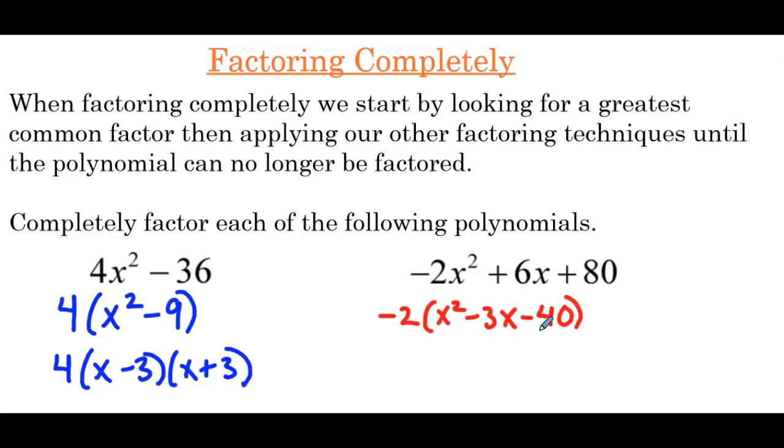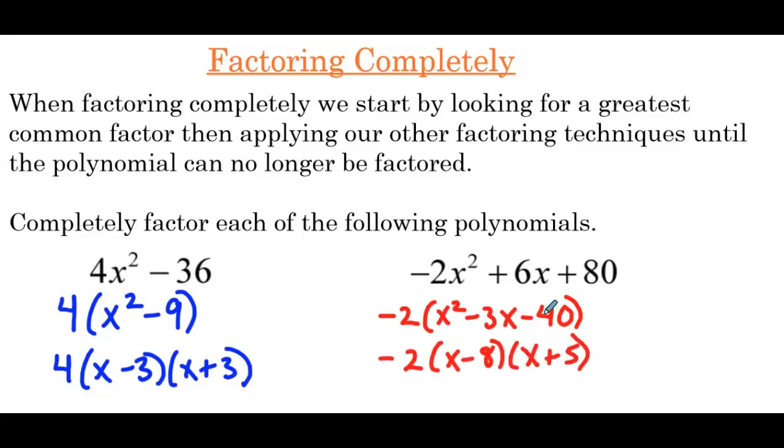Okay, so now we have a trinomial, and we need to see if that factors. So let's see. Is there anything that multiplies to negative 40 that adds to negative 3? So let's see. Negative 8 and positive 5. So we have negative 2 times (x minus 8) times (x plus 5).